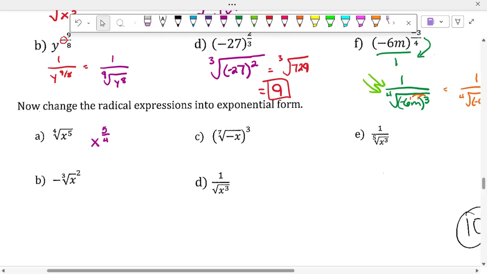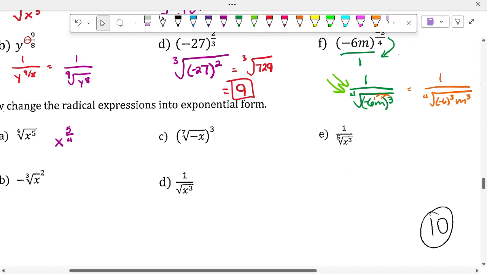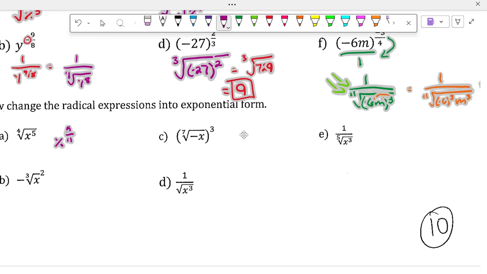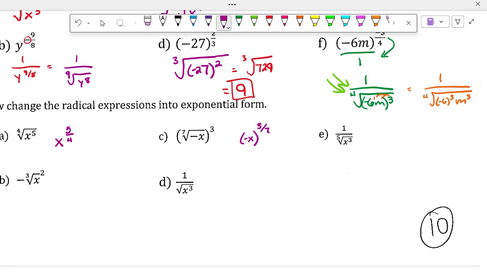All right. Look at letter C. So remember, I told you you would see some like this, but still the same thing. All right. So since the negative's under the radical, that means negative x will be included in parentheses. And what's the fraction? Nope. 3 over 7. Because the 3 is what you're raising it to. It's the exponent. And the 7 is the type of root it is. It's the 7th root.